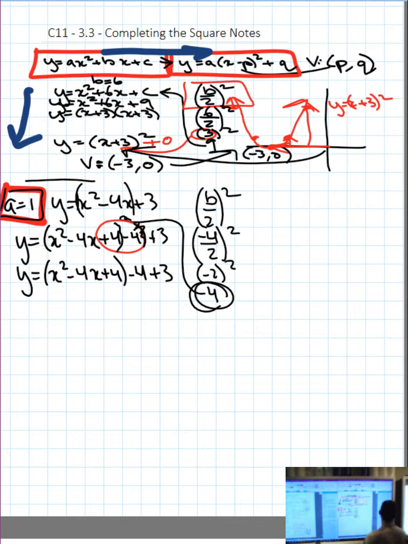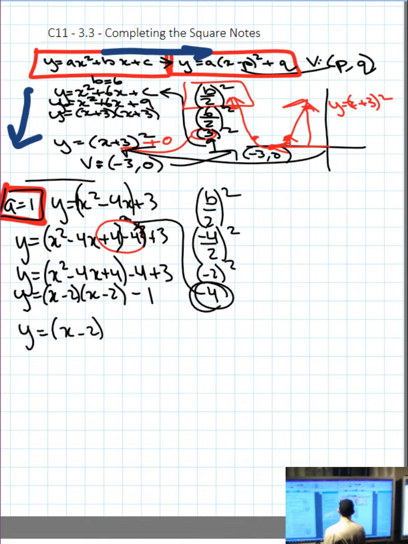Now we're going to factor the brackets. What are two numbers that multiply to get 4 and add to get negative 4? Negative 2 and negative 2. So x minus 2, x minus 2. Factoring the brackets. Off to the right, negative 4 plus 3 is negative 1. Bring down the y equals. Call it a squared term. Now it's in vertex form.